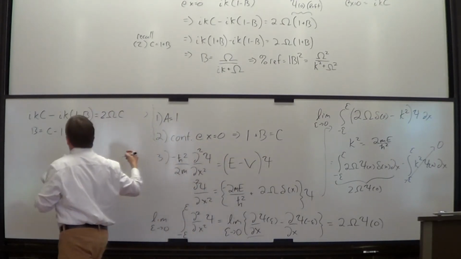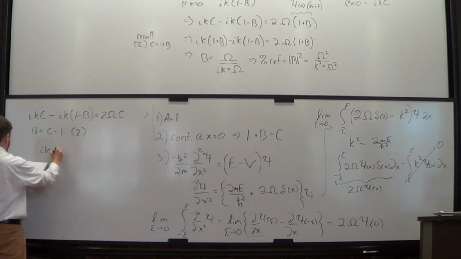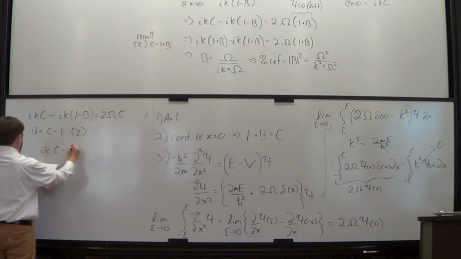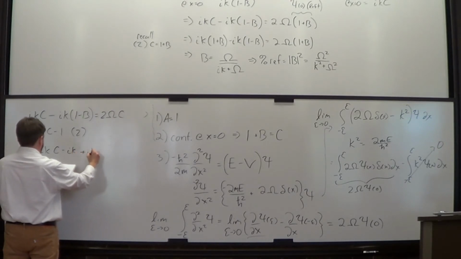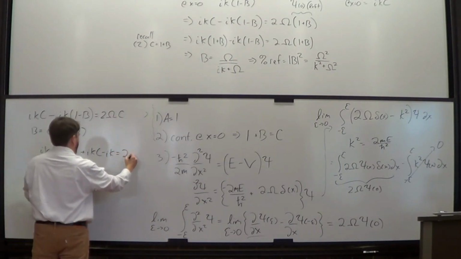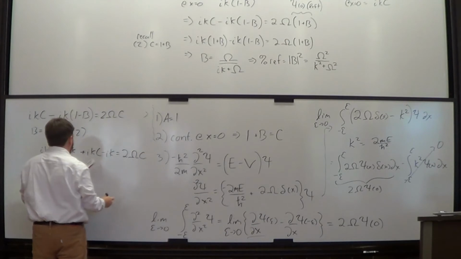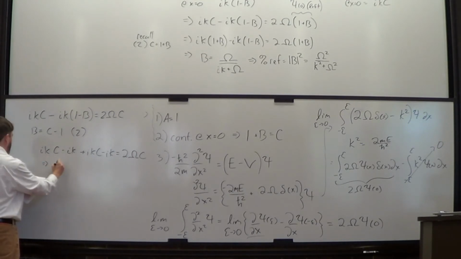Is that right? Then what you end up with is IKC minus IK, minus plus IK, C minus IK is 2 gammas, 2 delta C, right? I keep calling it gamma. What's bothering me is that my C's look like parentheses. Anyway, bunch of algebra later.